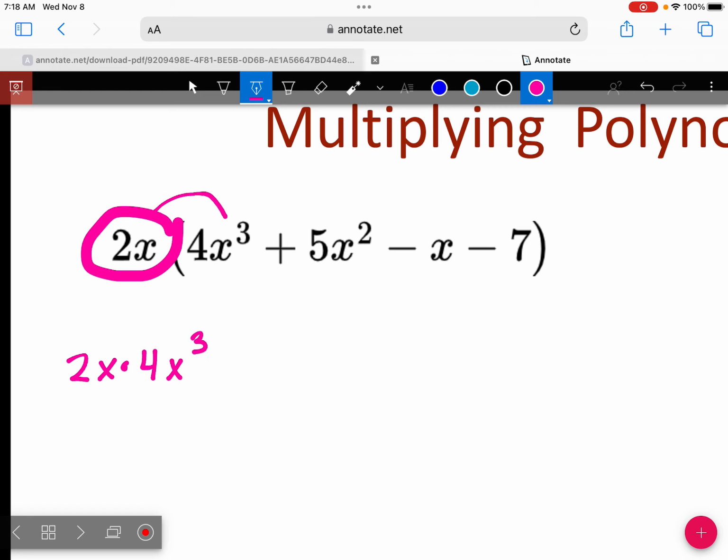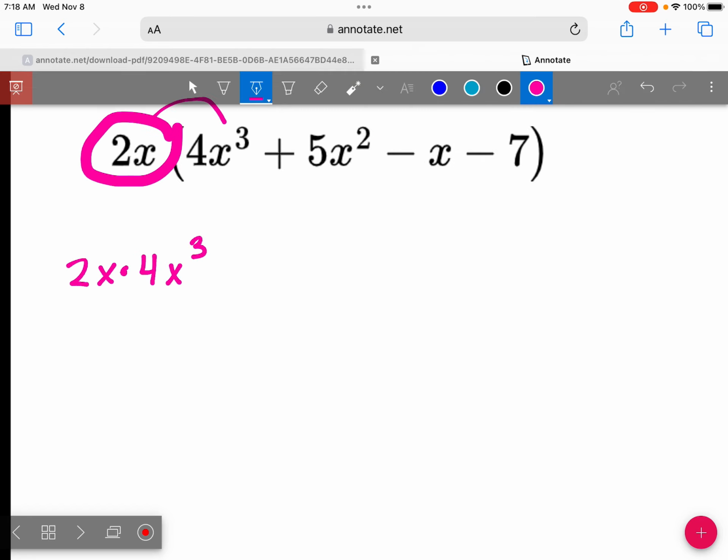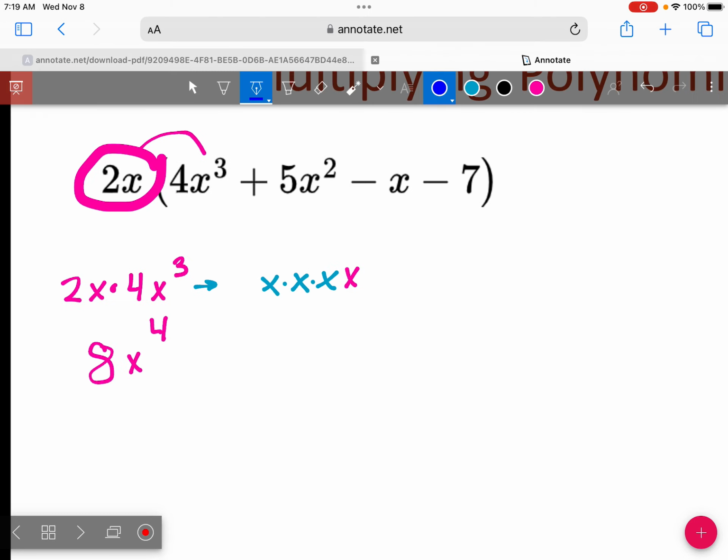What do we get when we multiply 2x times 4x cubed? What's 2 times 4? 8. X times x cubed gives us how many x's? Not to the 6th. Remember, this is x, and then I could rewrite this as x times x times x. So how many x's do we have altogether? 4. So if you need to write it out, you absolutely can. Totally fine. Because then what we do next is we take this 2x times the 5x squared.